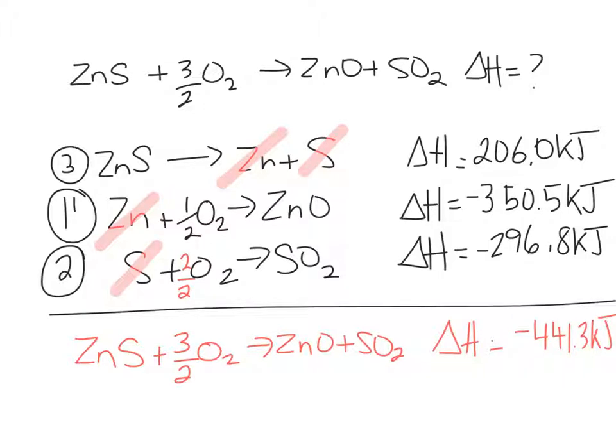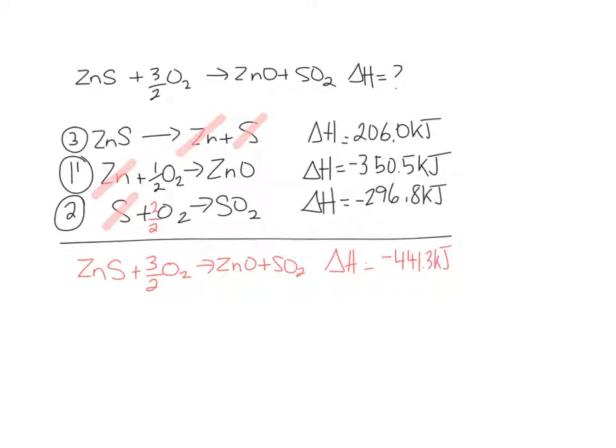Did you get that answer? 441.3 kilojoules? Right? Is that correct? All right, so now we're not finished this question. The question said, how much energy can be obtained from the roasting of 50 kilograms of zinc sulfide ore?